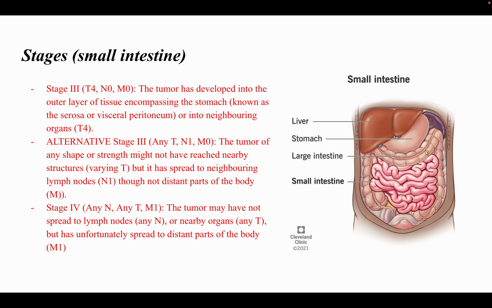Now, stage 4 is that the tumor may or may not have spread to the lymph nodes, so it's any N, or nearby organs, any T, but it unfortunately has spread to distant parts of the body, earning its classification as M1.